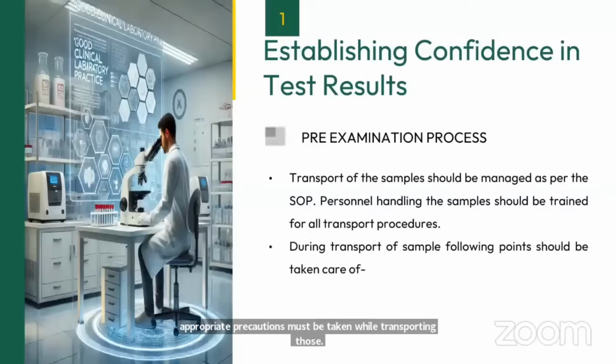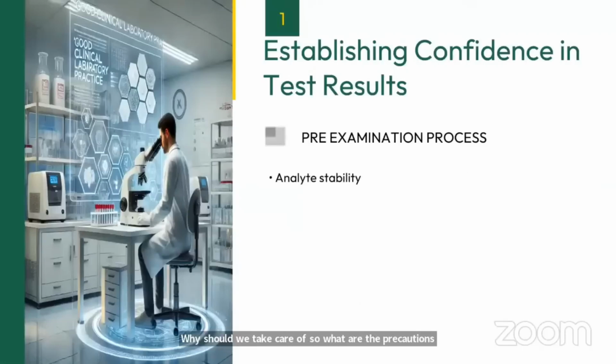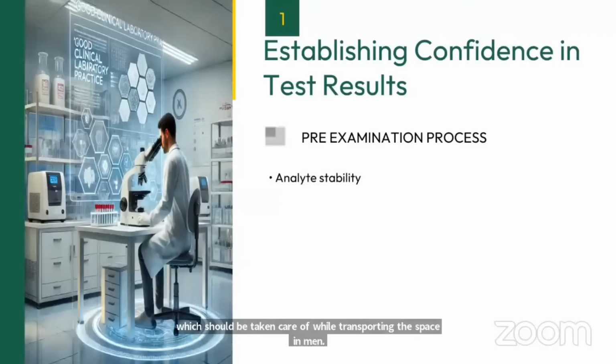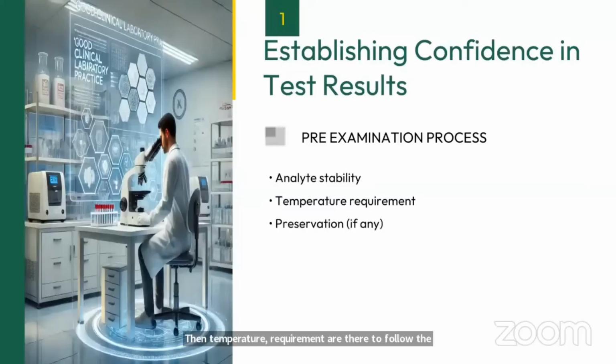Appropriate precautions must be taken while transporting those specimens. During transport of samples, the following points should be taken care of. What are the precautions which should be taken while transporting the specimen? You should consider the analyte stability, as we have already seen. Certain analytes are very light sensitive, such as bilirubin and vitamin B12 samples. The stability of the analyte decreases if you are carrying those samples in sunlight. Then there are temperature requirements. You have to follow the temperature requirement which is specific to each specimen and each analyte.